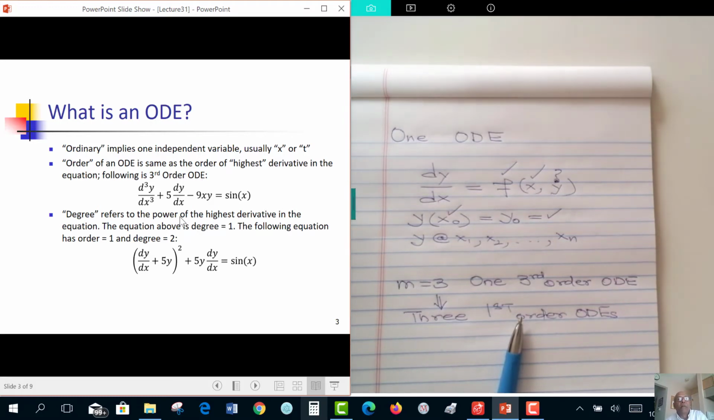Then degree refers to the power of the highest derivative in the equation. If you look at the equation below, we have a first order derivative, so this is a first order differential equation. And this first order derivative is squared, so its degree is 2. So the power is the degree and the highest derivative is the order. The equation above had a power of 1, so it is a third order, first degree equation. This one is a first order, second degree equation.